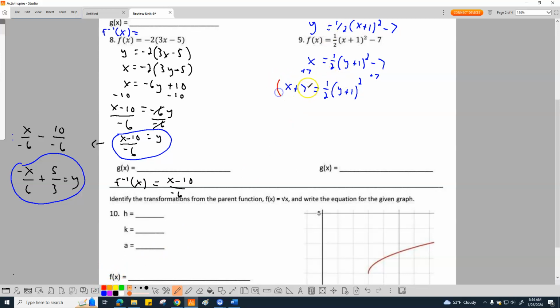And I've modeled it in class multiple times, but this is just one of those skills that either sticks or doesn't, and I don't know why. Regardless, to get rid of that 1/2, you're going to multiply by 2 on both sides. So when you multiply by 2 on both sides, it's going to clear it out.